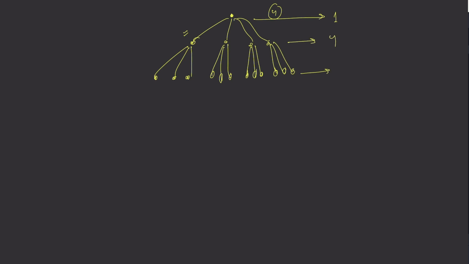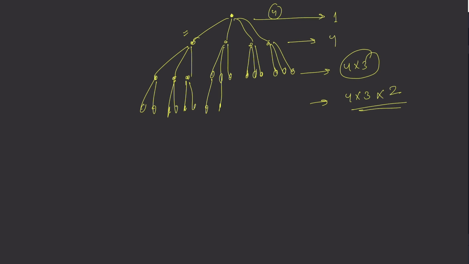4 nodes. How many nodes are there in the third level? 4 multiplied by 3 nodes. Now in the next level, all of these will have 2 options each, right? So this will be equal to 4 multiplied by 3 multiplied by 2, right? So it is kind of factorial only.